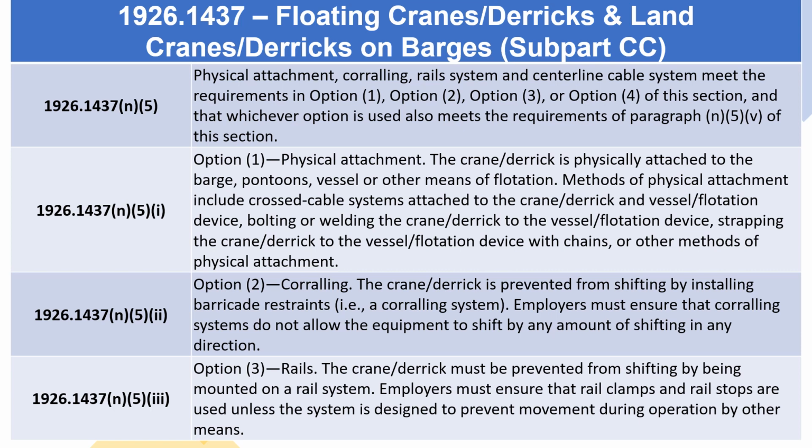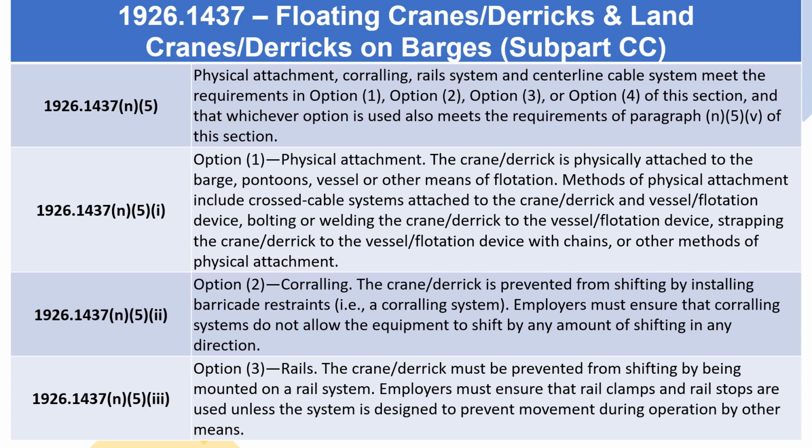1926.1437 N5. Physical attachment, corralling, rail system, and centerline cable system meet the requirements in Option 1, Option 2, Option 3, or Option 4 of this section, and that whichever option is used also meets the requirements of paragraph N5V of this section. 1926.1437 N5 I through N5 4.